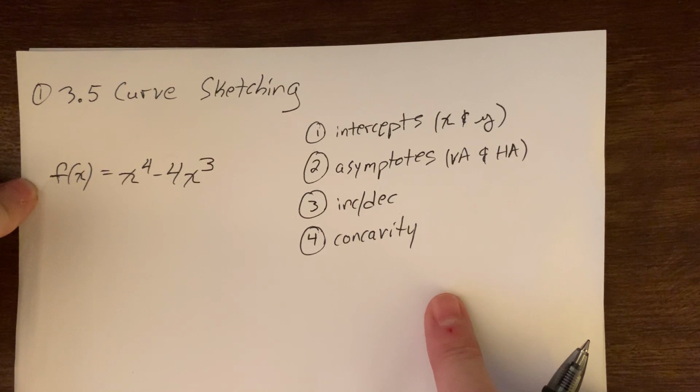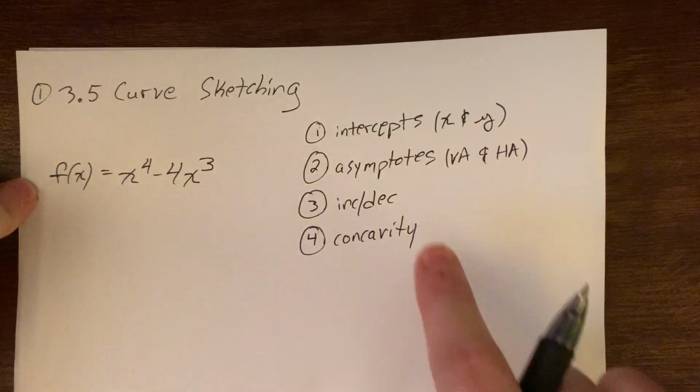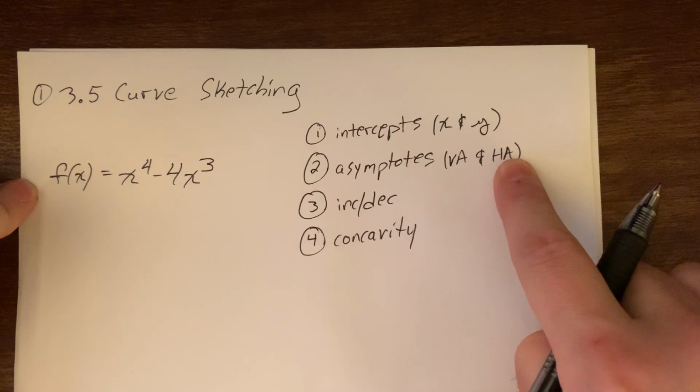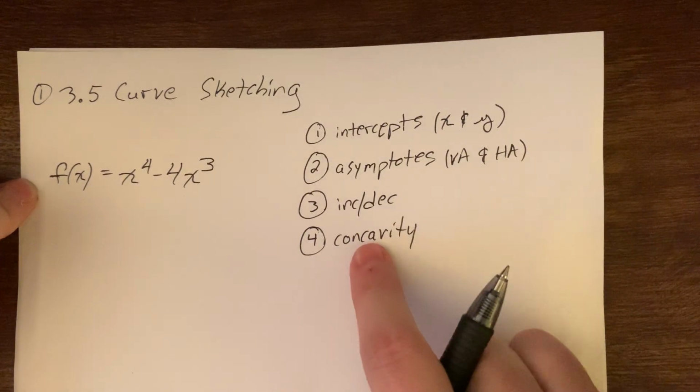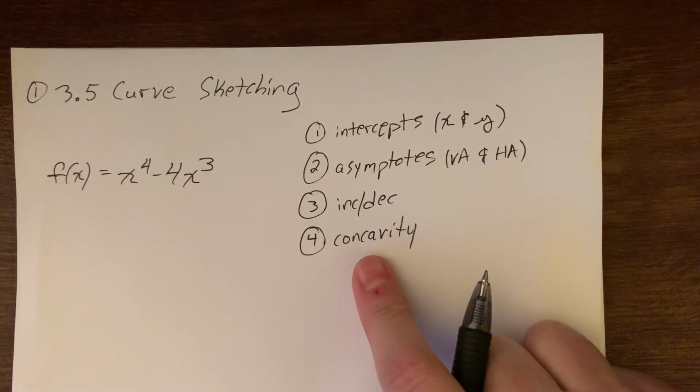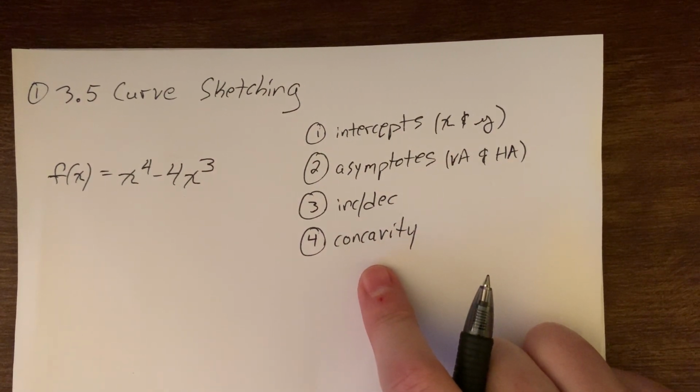But on the test, you should basically expect separate components. You should expect questions that just focus on increasing, decreasing, that just focus on end behavior and horizontal asymptotes, that just focus on concavity and points of inflection. And then when I want you to focus on the curve sketching, I'll give you the information and ask you to put that together.